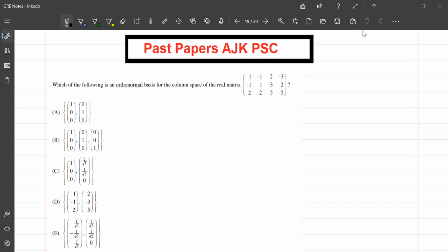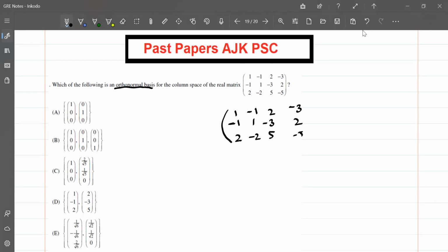So today we will solve this question: which of the following is an orthonormal basis for the column space of the real matrix? So we want to find the orthonormal basis. First of all, we find the basis and then we go to the orthonormal basis. Here we are given a matrix: 1, -1, 2, -3, then -1, 1, -3, 2, then 2, -2, 5, -5.